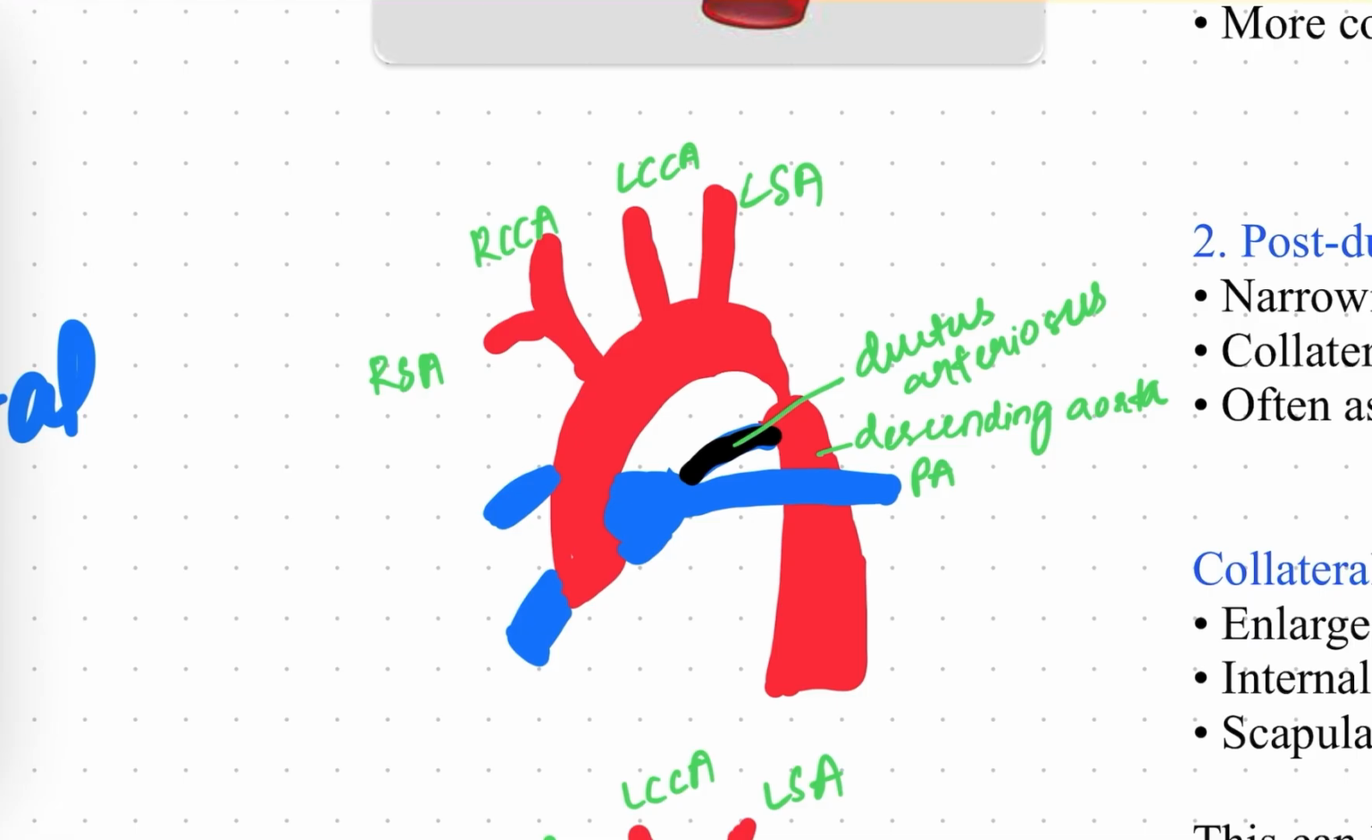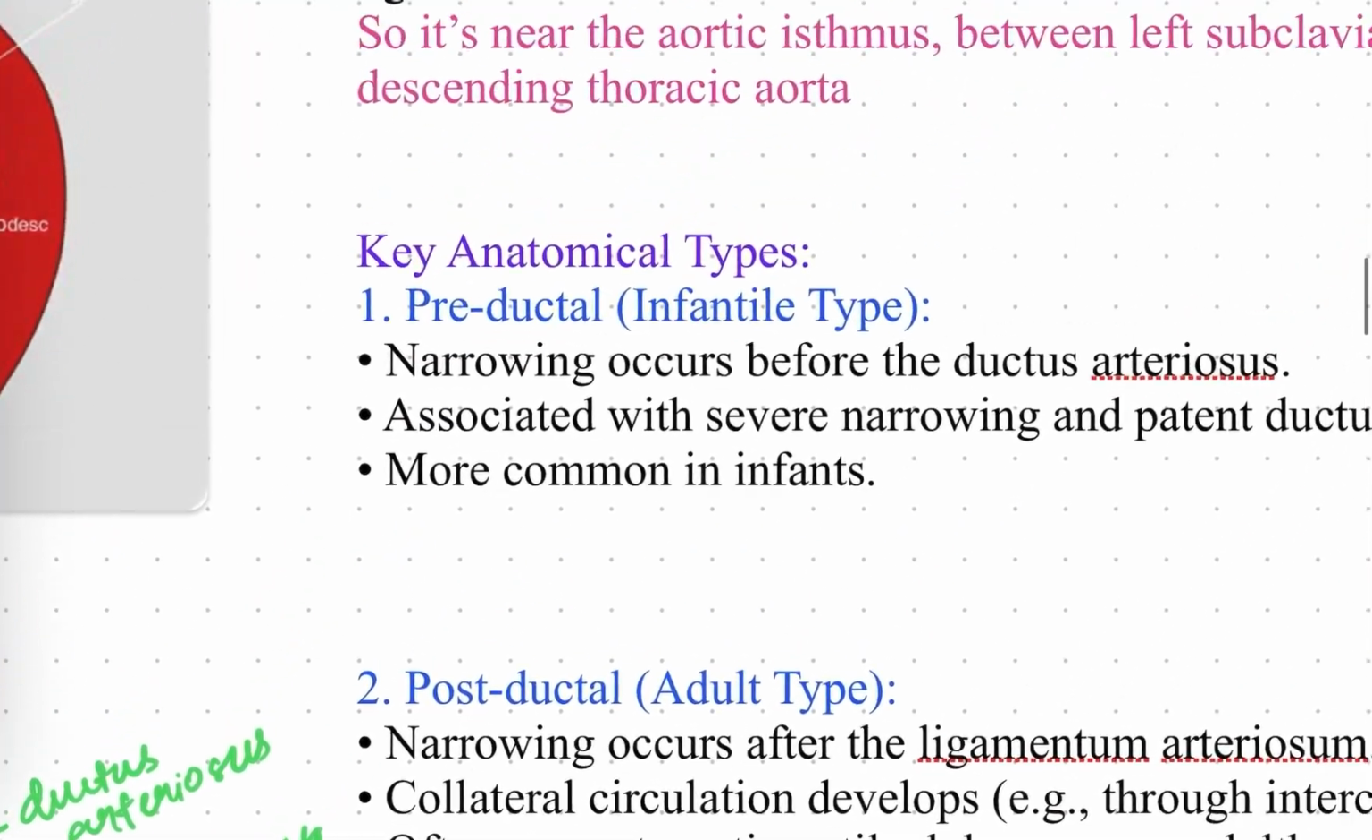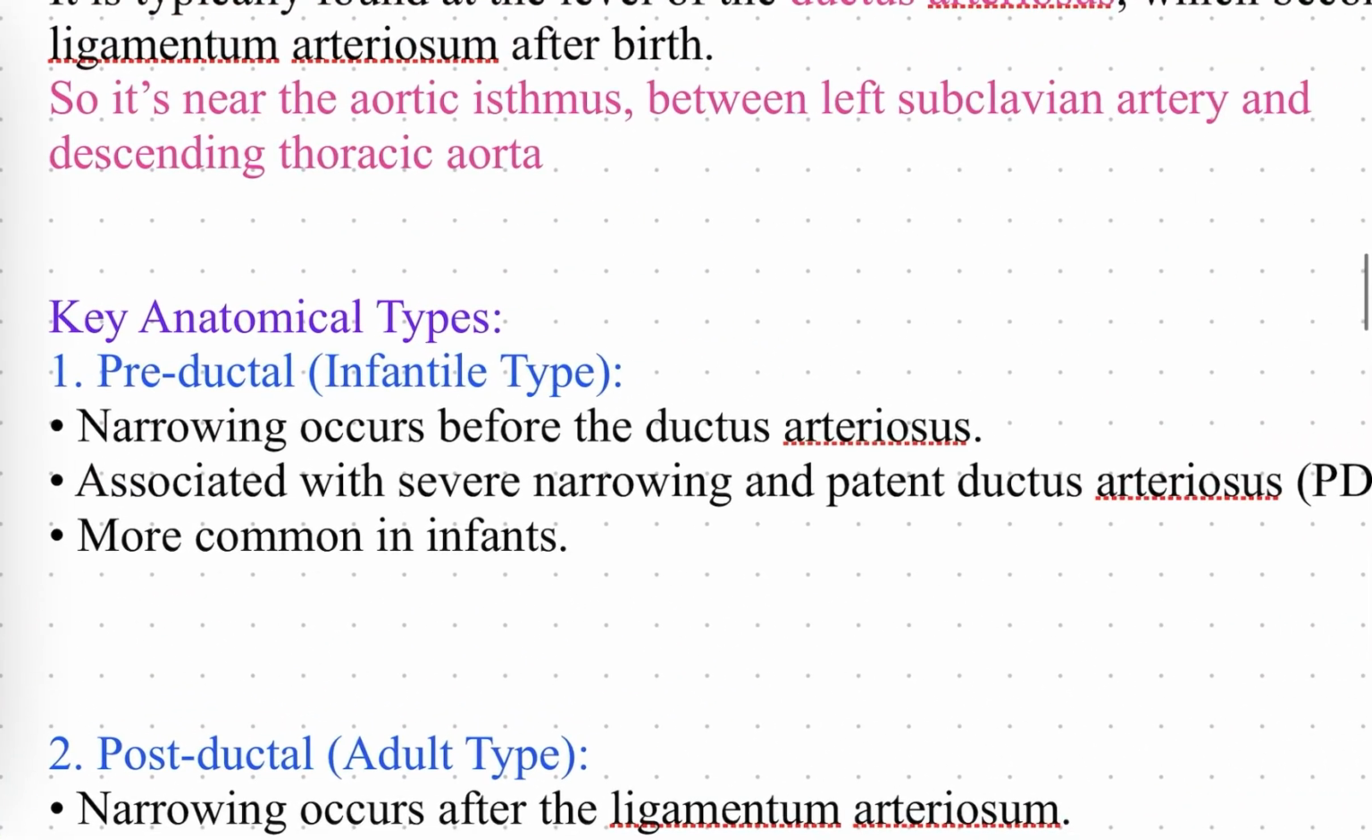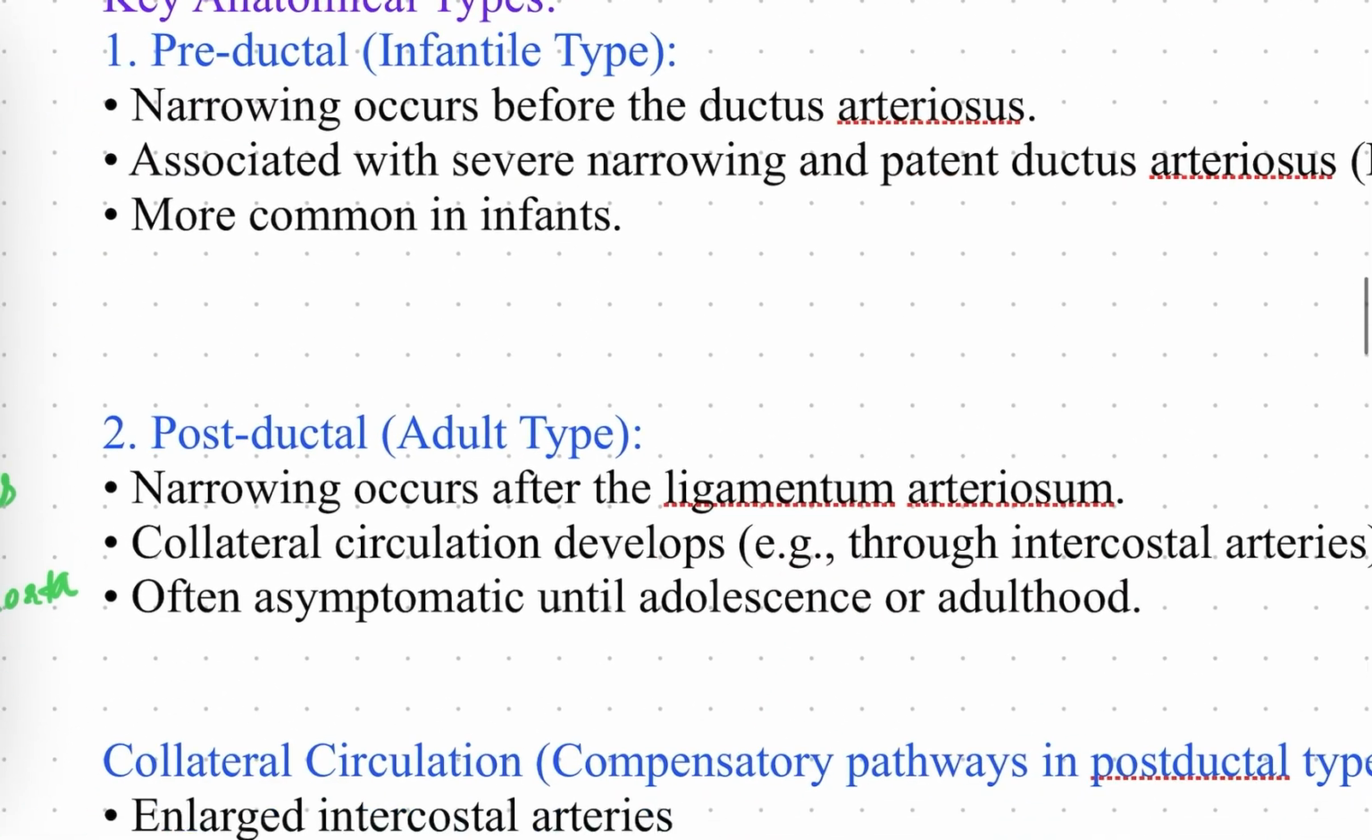The descending aorta will supply the lower limbs and the lower part of the body. So the lower part of the body is not receiving a good amount of blood. In order to maintain the blood levels, there will be patency of this ductus arteriosus. Even after birth, the child will maintain the patent ductus arteriosus in order to maintain this lower body supply. So there will be patent ductus arteriosus in the preductal type, and it is more common in infants.